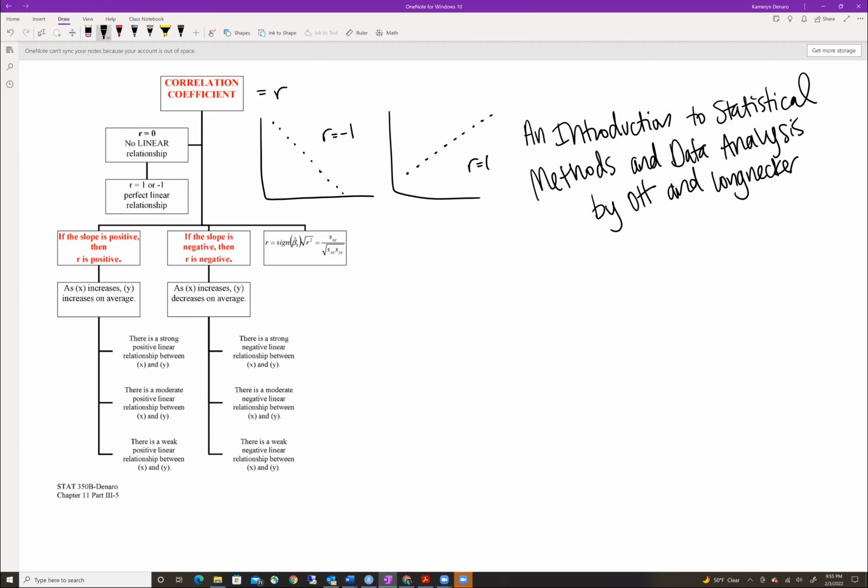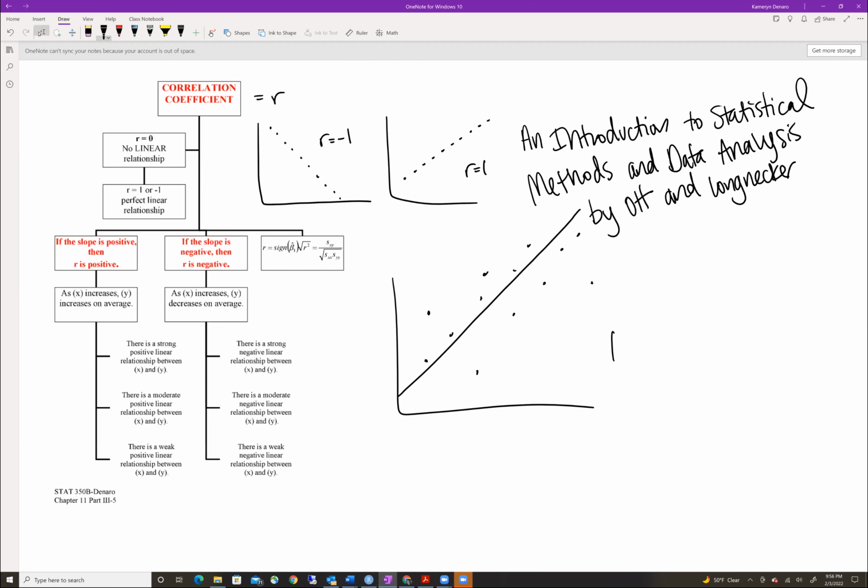If I have a data set that is scattered, I'm going to fit the best fitting line to that data set, and it's going to go through there. Whenever I have a positive slope, that means my correlation is going to be positive. So if beta hat 1 is greater than 0, then the correlation is also greater than 0. And the opposite is true as well. If beta hat 1 is less than 0, then the correlation is also going to be less than 0.